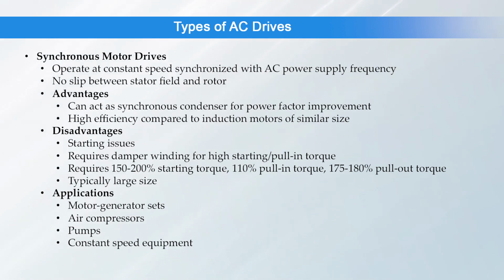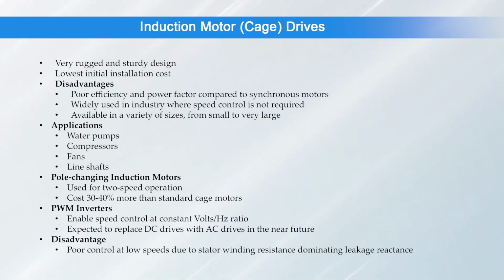Normally, if we see a synchronous motor drive, it has to produce a starting torque of 150 to 200%, pull-in or synchronizing torque of 110% and pull-out torque of about 175 to 180%. Synchronous motors are normally constructed in very large sizes. Motor generator sets, air compressors, pumps and other constant speed equipments are examples of synchronous motor drives operating as synchronous condensers. Let us see now induction motor cage drives.